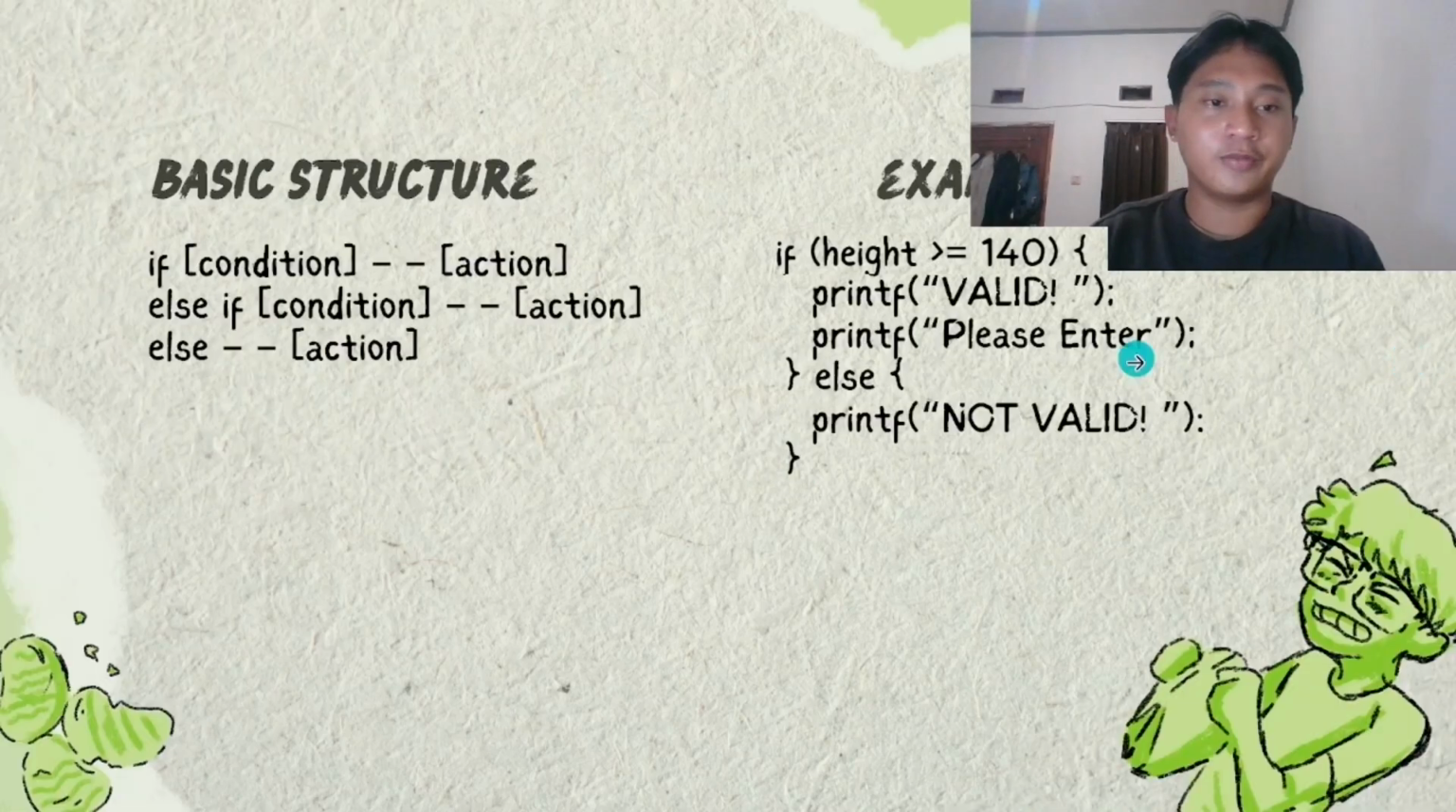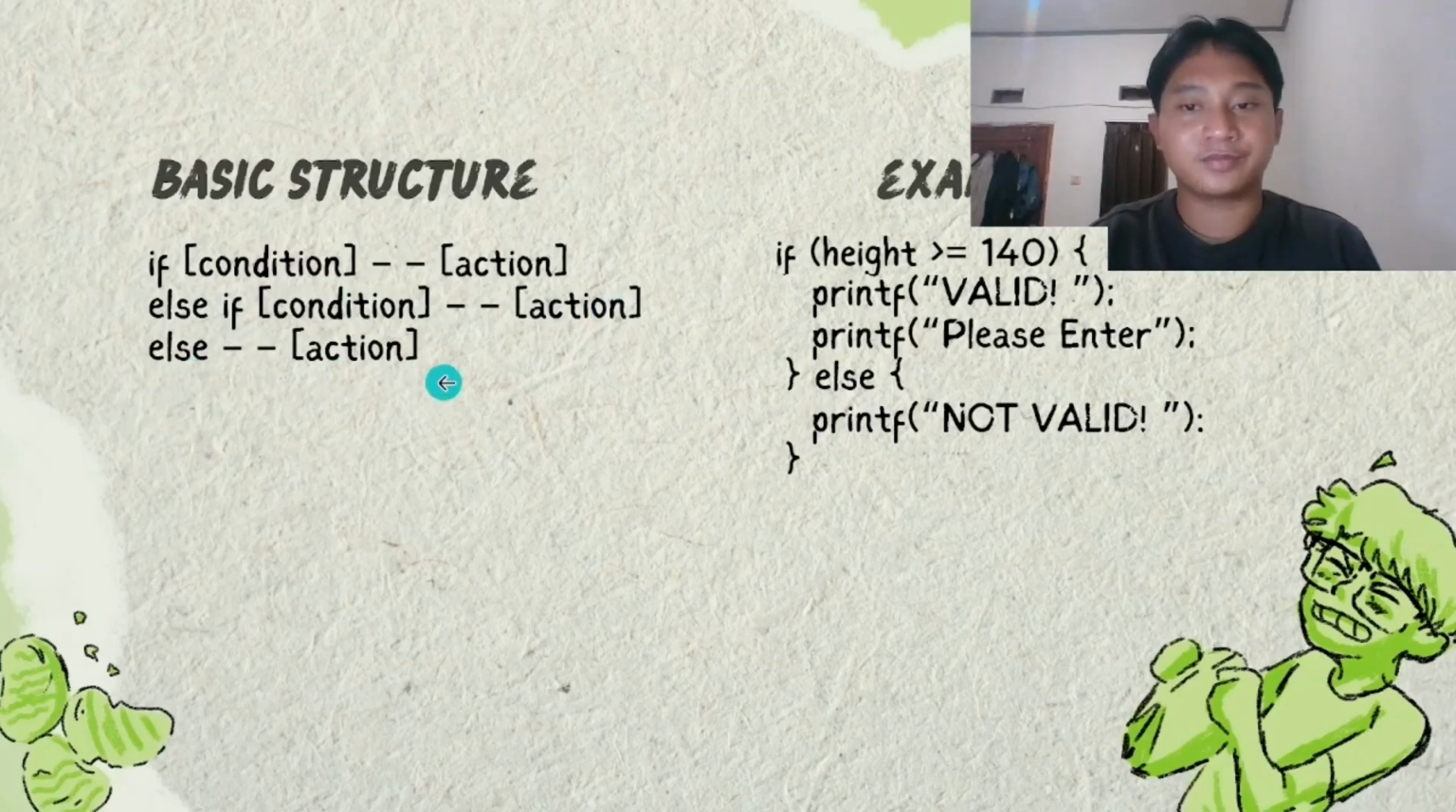Next, we have the basic structure of if-else. Here we have the syntax itself: if, condition, and action. If the condition returns true, it will run the action. Next, we have else-if, condition, and action. For the last, we have else and action.